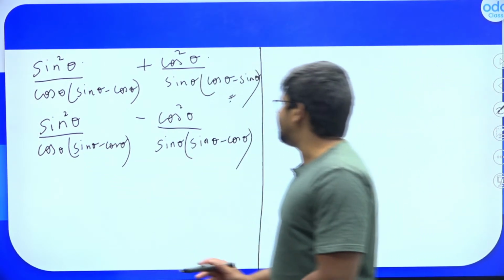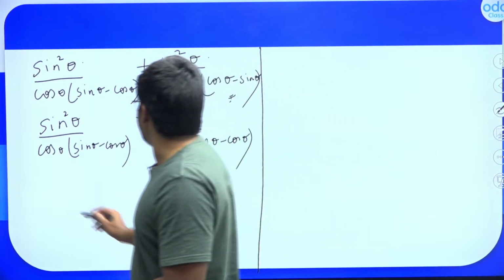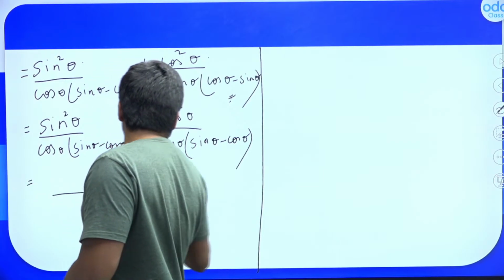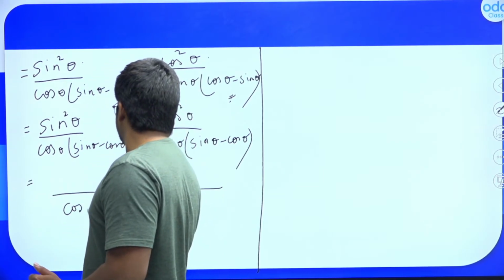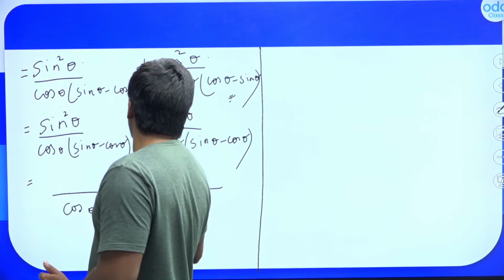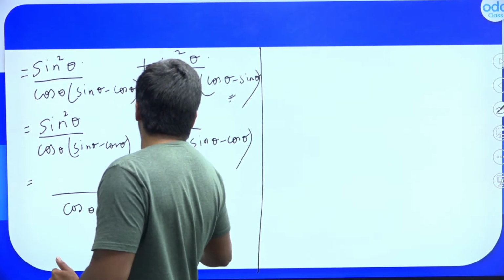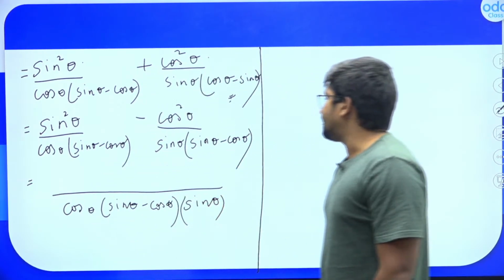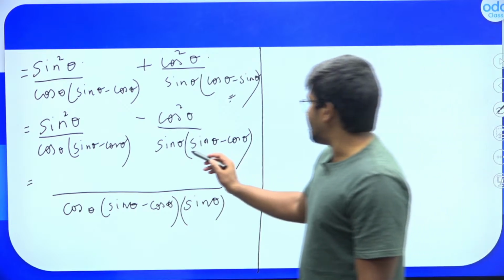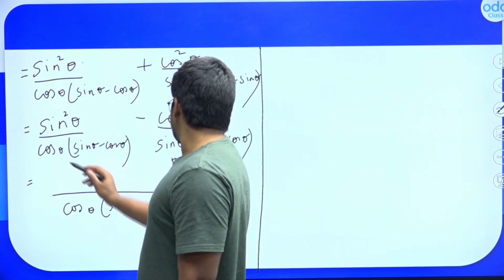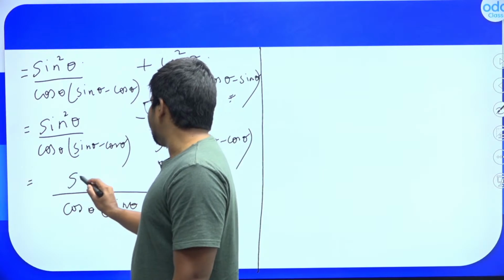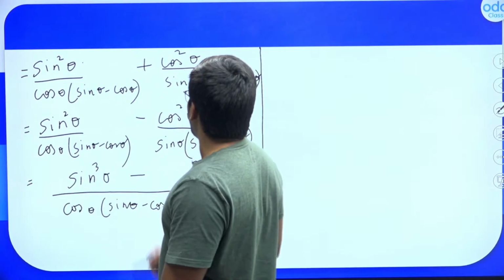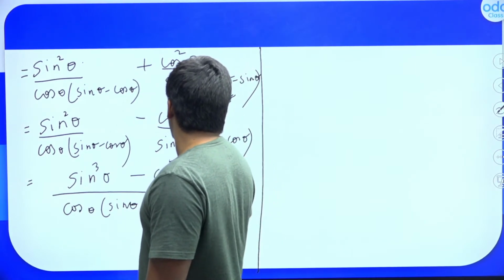So now let's take the LCM in the denominator. When you take the LCM, what will be the LCM here? Cos theta will be there, sin theta minus cos theta will be there, and again a sin theta will be there. This is what is there in the LCM. And when you take the LCM, what is the only known thing which is not present? Sin. So sin into sin square will be sin cube theta minus cos theta into cos theta will be cos cube theta.